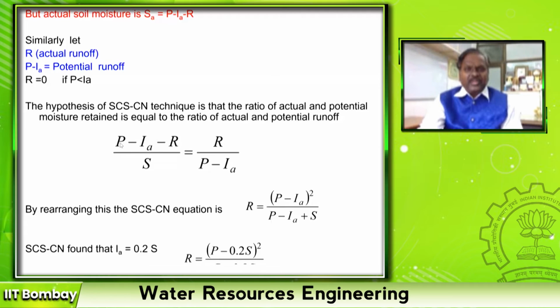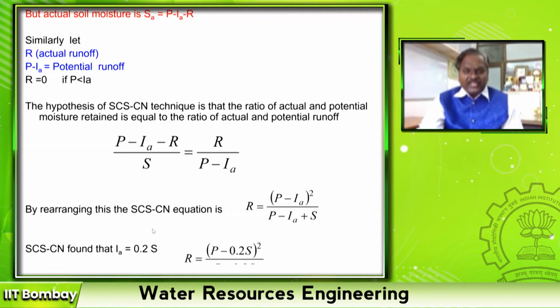So what is the actual moisture retained? It is nothing but P minus initial abstraction minus R, where R is the actual runoff, P is the measured rainfall and IA is the initial abstraction, divided by the potential moisture S, and this is equal to the actual runoff R divided by the potential runoff, which is P minus IA. These two ratios should be equal. So in all these equations, the only unknown is R.